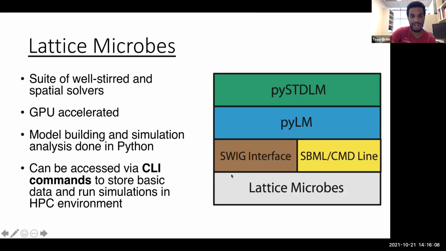But the big thing about it is it's just a suite of solvers that are able to do well-stirred and spatial simulations. It uses GPU, so it can be quite fast depending on the system and how things are optimized. And it can be run through the command line because it's a C program, but it has a Python wrapper, which I'm showing here in this little diagram, which is referred to as PyLM, and then this STD LM PyLM, which has to do with the output, more of the processing side. That allows you to use the Python language to interact with the program. And that's how you'll be interacting with it today through the Amazon web servers.